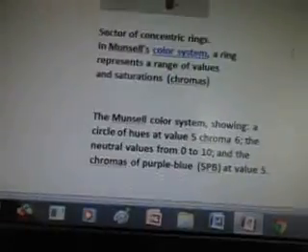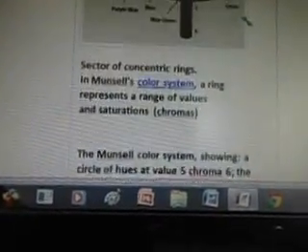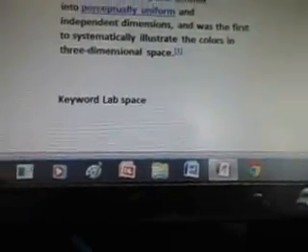So we're talking about 3-dimension space with the UFO, so this is interesting that this came up, and it talks about 3-dimension space as well. So the keyword is lab space. It'll be in the next video.